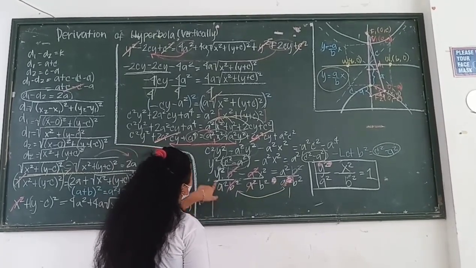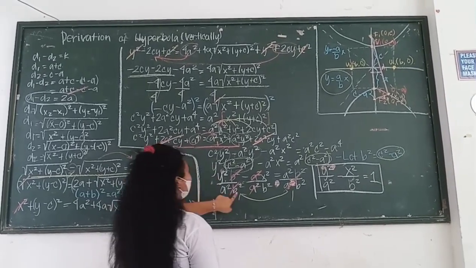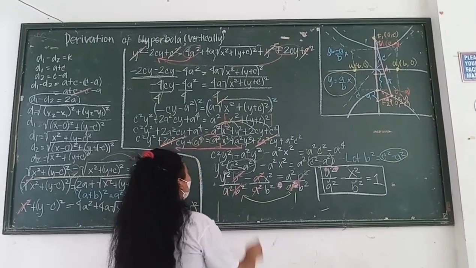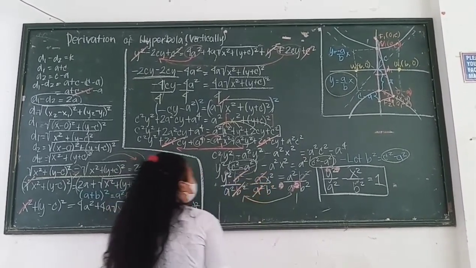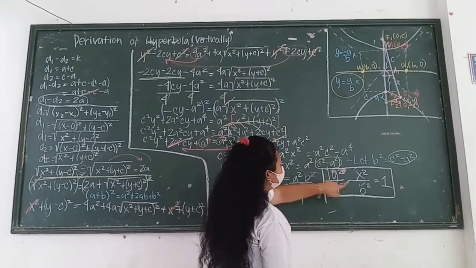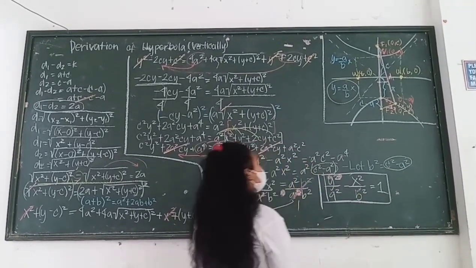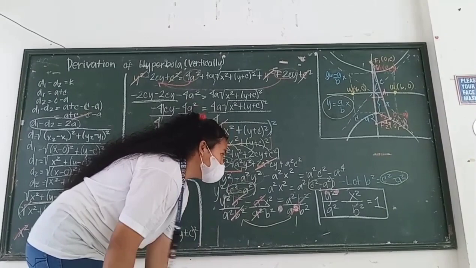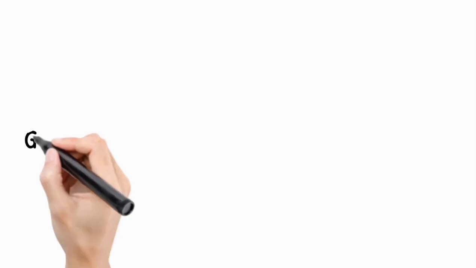So the values here will be divided by a squared b squared. So cancel out the same values again. And the remaining will be y squared over a squared minus x squared over b squared is equal to 1. So that is the standard form of the hyperbola in a vertical form. Thank you.